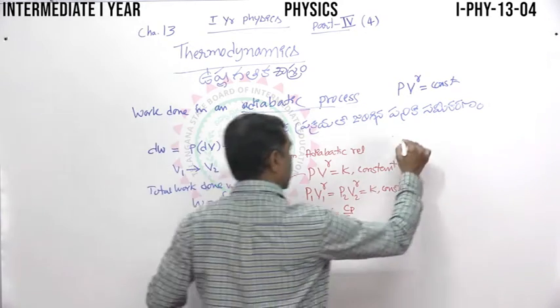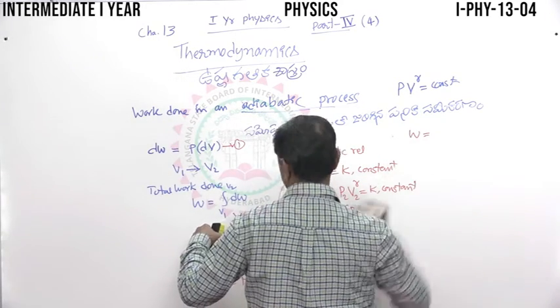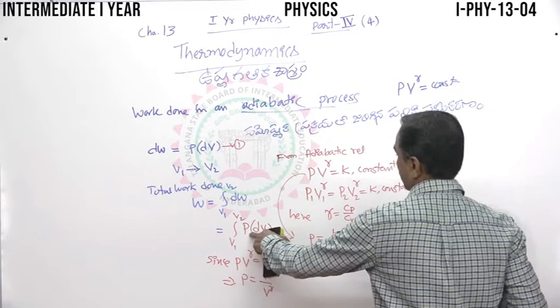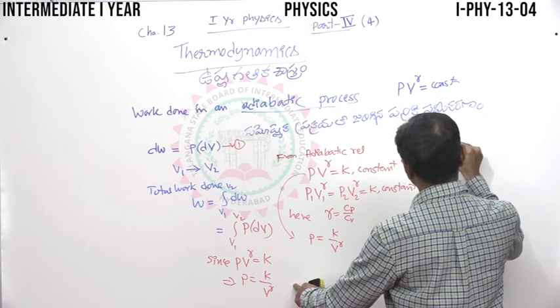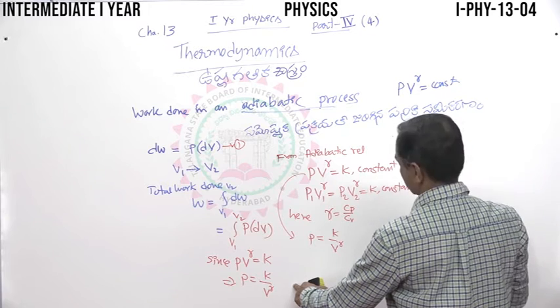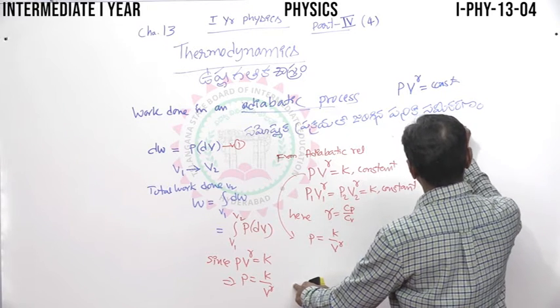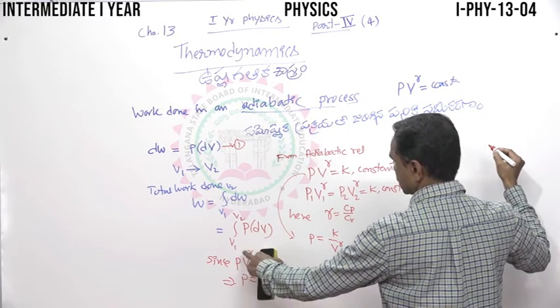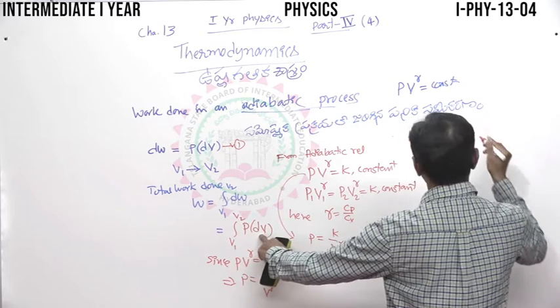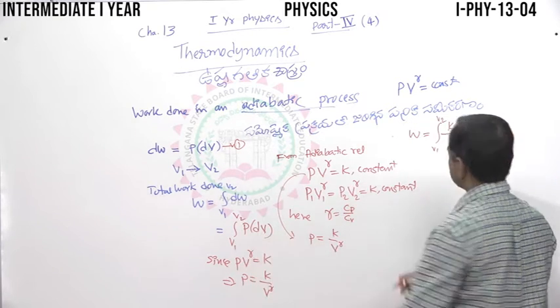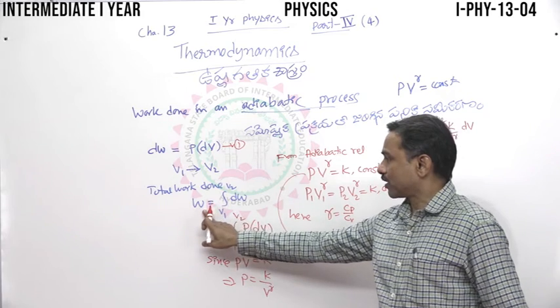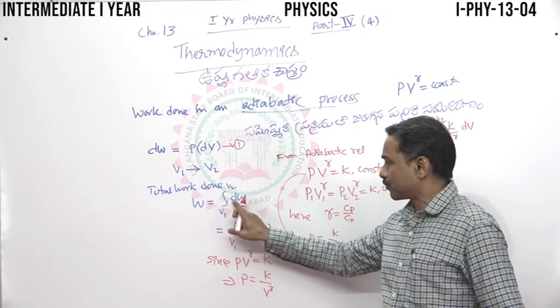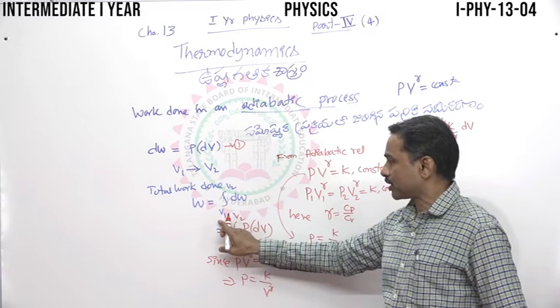The total work done is given by the integral of P dV. Now P is replaced by this expression, K divided by V power of gamma, between lower limit V1 and upper limit V2. So be careful here. This is just substitution, nothing else. Total work done in an adiabatic process is obtained on integrating with appropriate limits, say V1 and V2.